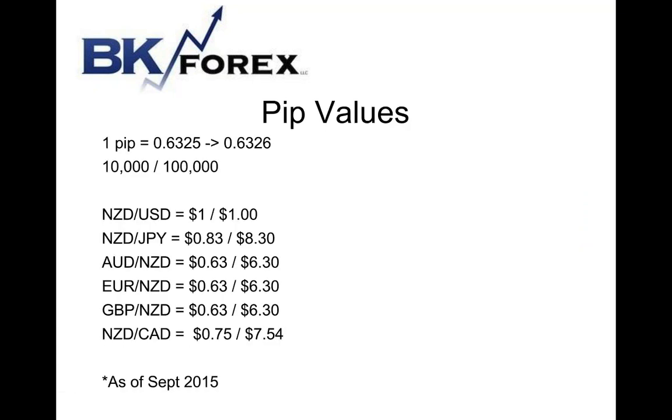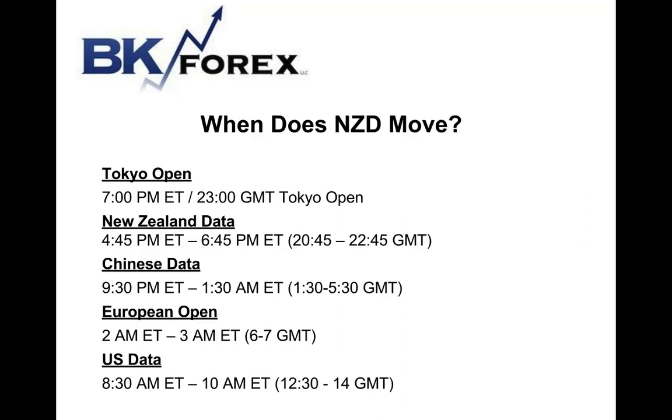As I said, soft commodity currency. The pip values as of September were around 63 cents. Very easy to figure out the pips. The New Zealand dollar moves very similarly to the Australian dollar. The interesting thing is that New Zealand, time-wise, is the start of the day. The world starts trading in New Zealand. If you think about how the currency market starts, it actually starts in Auckland, New Zealand. That's the first trade of the day because their day starts earlier than anybody else's.